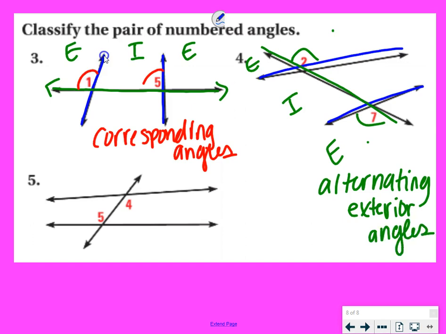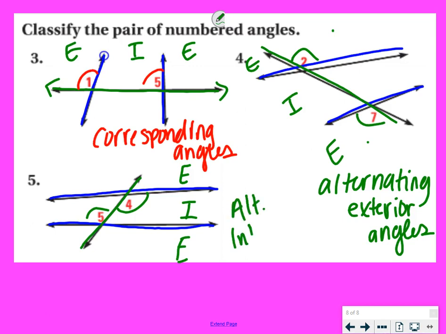And last example. Again, identify your two lines. Identify your transversal. Label your interior and your exterior. Both of these are on the interior and they're on opposite sides of the transversal, which means that they are alternate interior angles. That's all the notes that I have for you today.